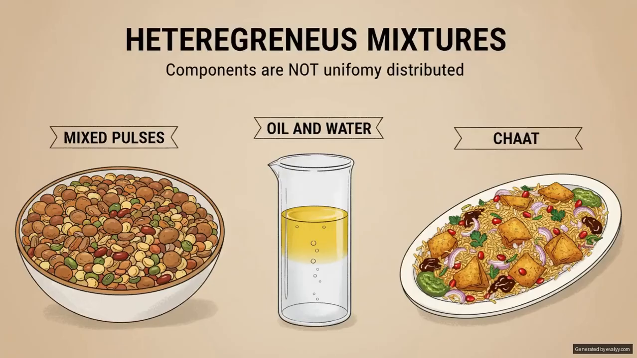In contrast, a heterogeneous mixture has components that are unevenly distributed and can be seen separately, resulting in a non-uniform appearance. Common examples of heterogeneous mixtures are pulses, sand and sugar, oil and water, and chaat, where you can easily distinguish the different parts. It's important to remember the difference between homogeneous and heterogeneous mixtures.